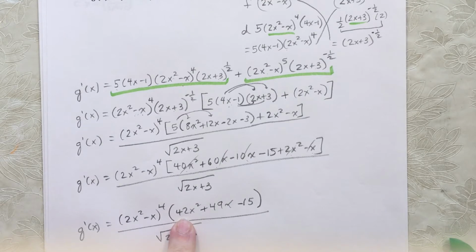Is there a common factor? 7 is, the 49 and 1 are the only things that go into 49. 7 also goes into 42, but not 15. And this would be a yikes complex trinomial, but if you tried 42 times negative 15, you wouldn't be able to find numbers that also added to 49, so that is it then in simplified form.